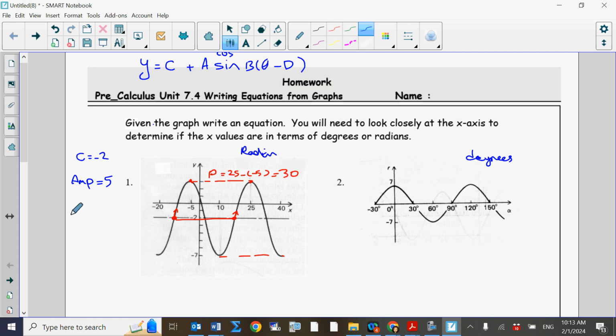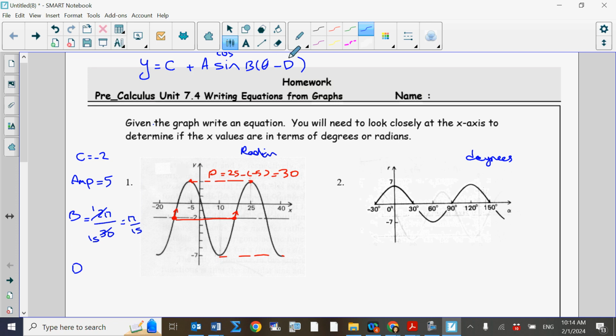What is the b value? This is not the b value, it is just the period of the function. To find the b value, take the period of the parent function, which is in radian, that's 2 pi, and divide that by this period, which is 30. 2 divided by 2 is 1, 30 divided by 2 is 15, so pi over 15 is the b value of the function.